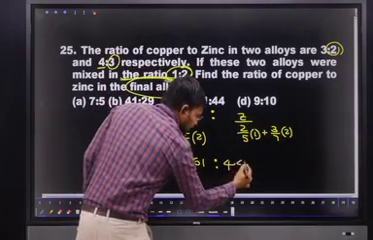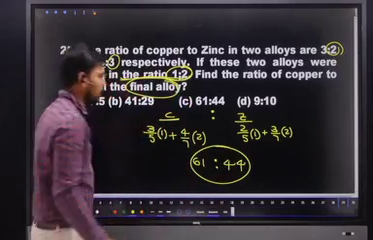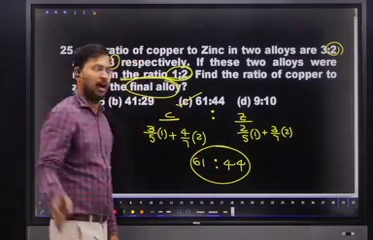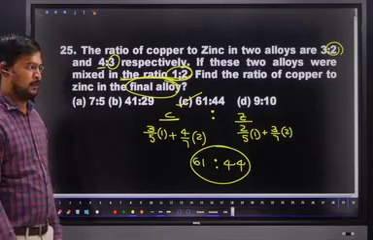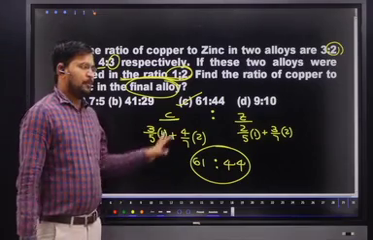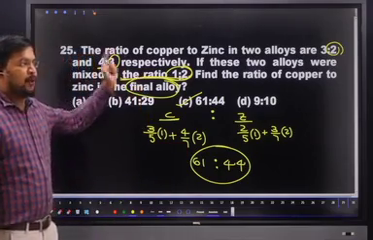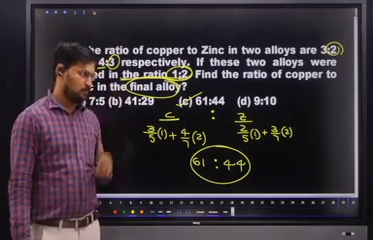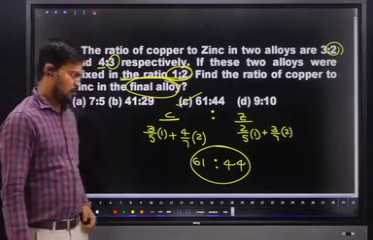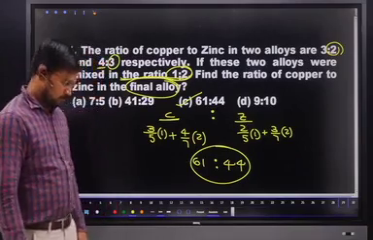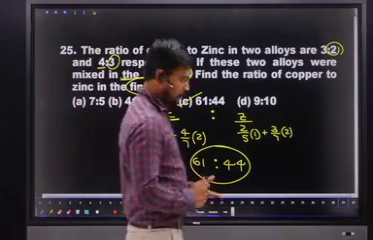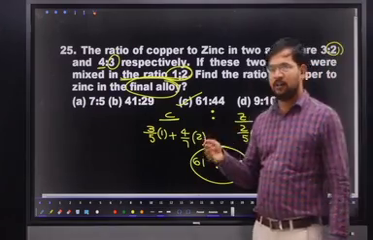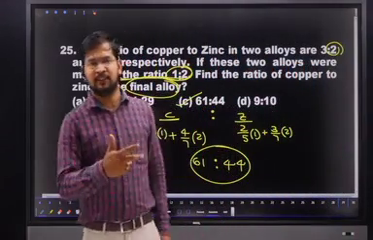So your answer is what? 61 is to 44. Option C is the right answer. Just make a note, this is quite opposite to previous questions. If you observe carefully, in the mixtures or allegations, we covered concept wise and model wise.